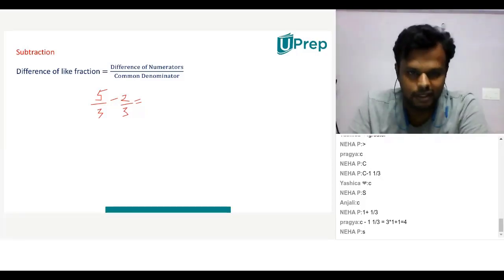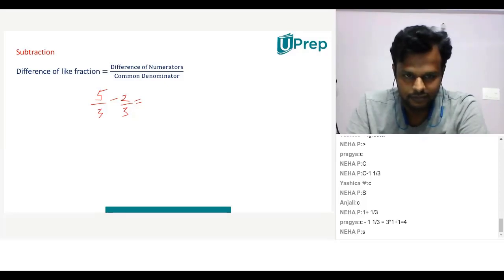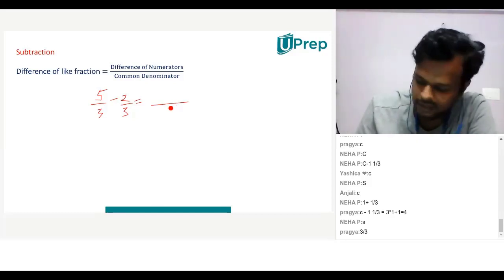Here the denominators are common. Neha, what is the answer? Sir, actually we subtract 5 minus 2, right? Then the answer would be 3 by 3. Okay, good. So whenever we have the common denominator, we write it this way.